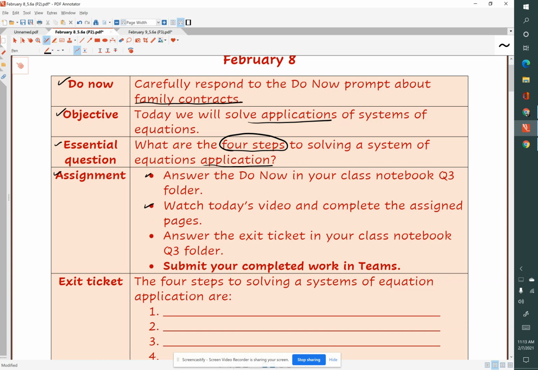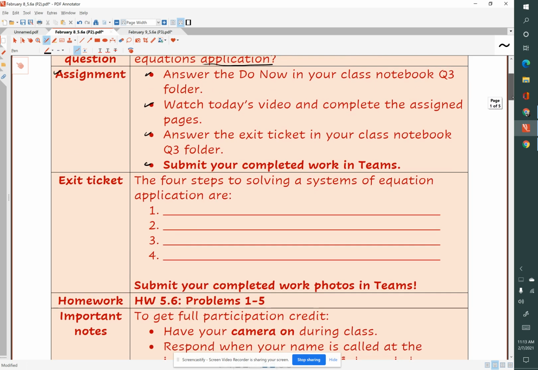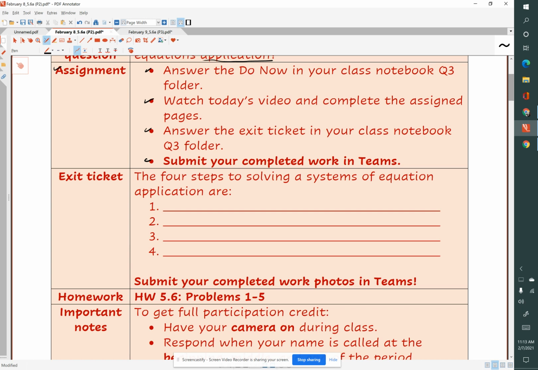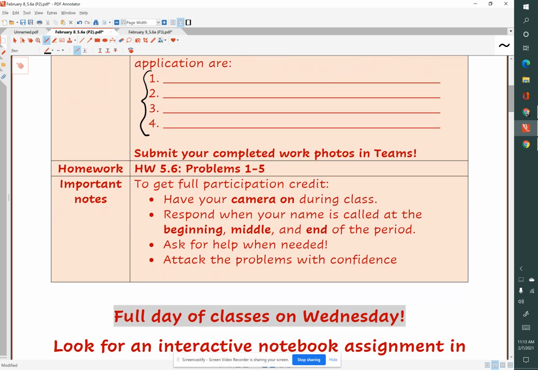We're going to watch the video and complete, we have 2 pages of problems today. We will answer the exit ticket and then submit your completed photo of your work in Teams. Let's get that last step right, folks. Let's do that. Give you credit for all your hard work. For our exit ticket, we will review the 4 steps to solving a systems of equation application. And again, submit the photo in Teams. Take that final step. I'm told by everyone it's super easy to do it if you upload the Teams app on your phone and sign in.